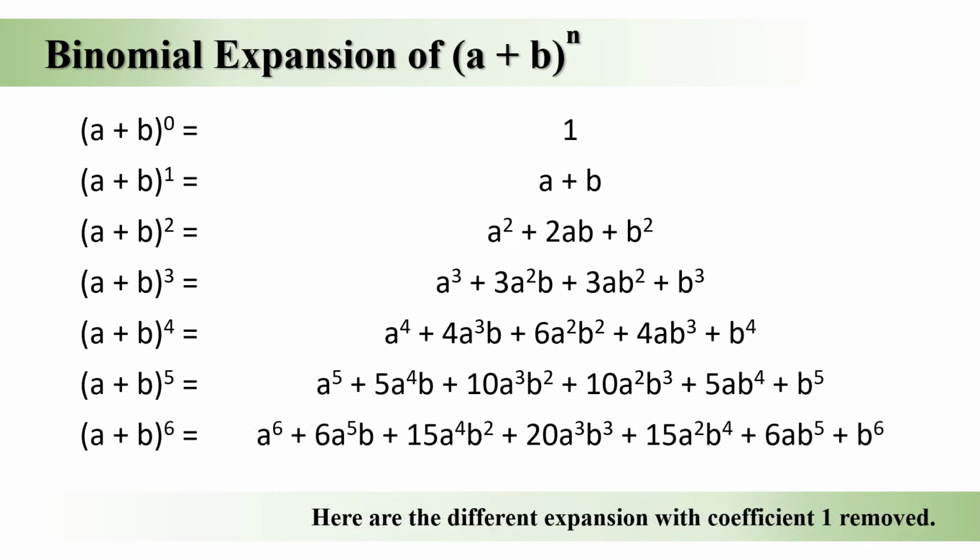And so what I did is remove all the coefficients of 1, and we can say that the quantity of A plus B, all raised to the 6th power, is A to the 6th plus 6A to the 5th B plus 15A to the 4th B squared plus 20A cubed B cubed plus 15A squared B to the 4th plus 6AB to the 5th plus B to the 6th.